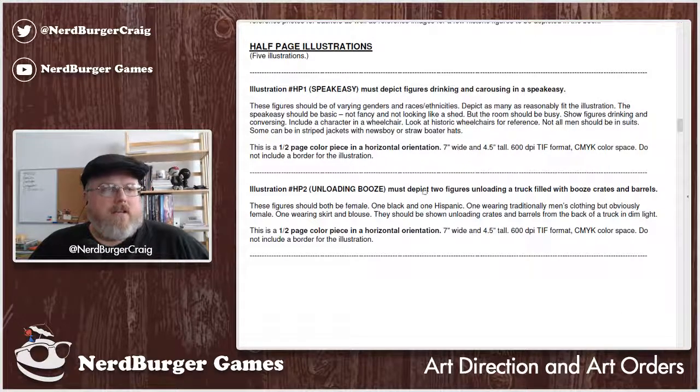So, just as an example, if you know the Capers book, you'll see some of these art orders reflected in the illustrations that are in the game, in the book. One here is just called Speakeasy, and it describes: these figures should be of varying genders and races and ethnicities, depict as many as reasonably fit the illustration. The speakeasy should be basic, not fancy, but not looking like a shed. The room should be busy.